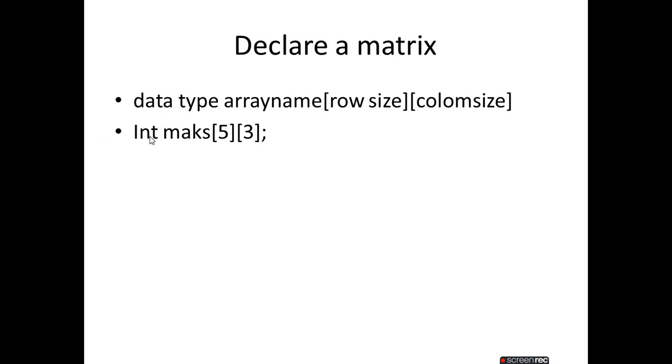This is an example. The data type is integer, then marks. These are marks. Next, the row size, meaning how many rows we will store: maximum 5 rows. Then the column size, meaning maximum how many columns we store: 3 columns. So this is the way you can declare a matrix: first the data type, then the matrix name, then the row size, then the column size.